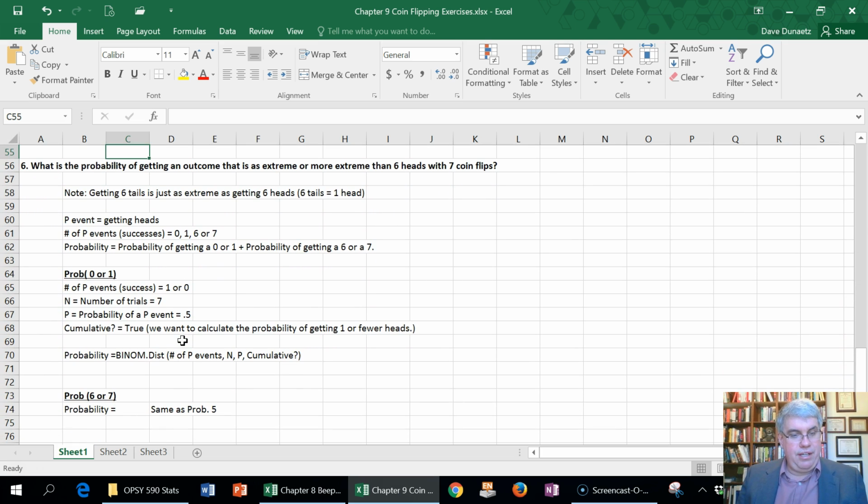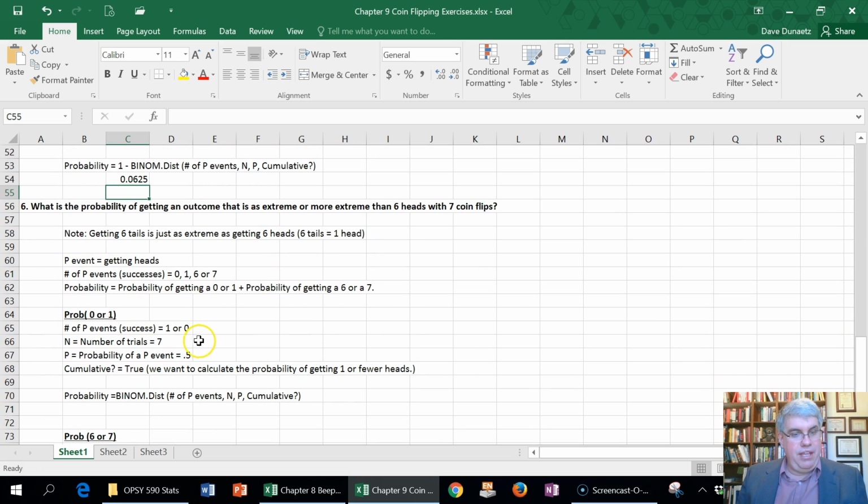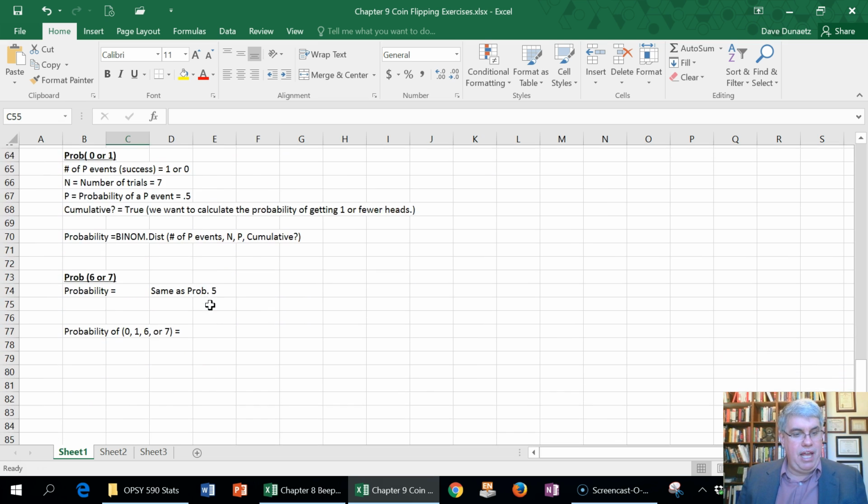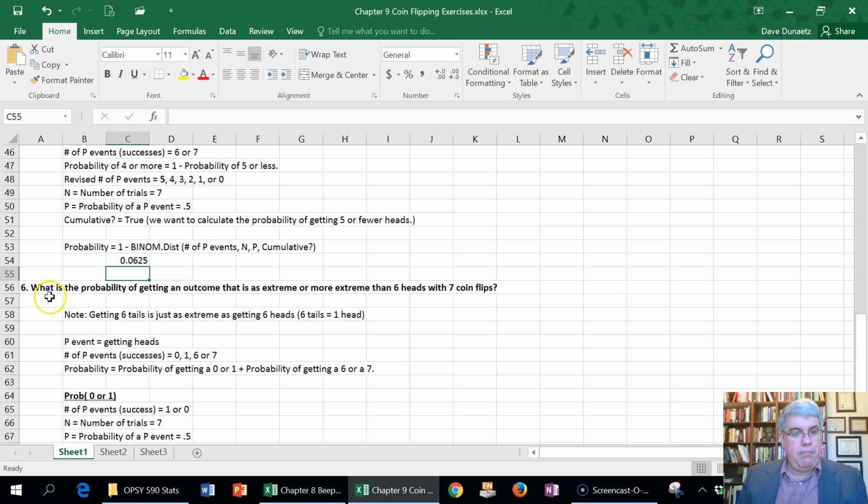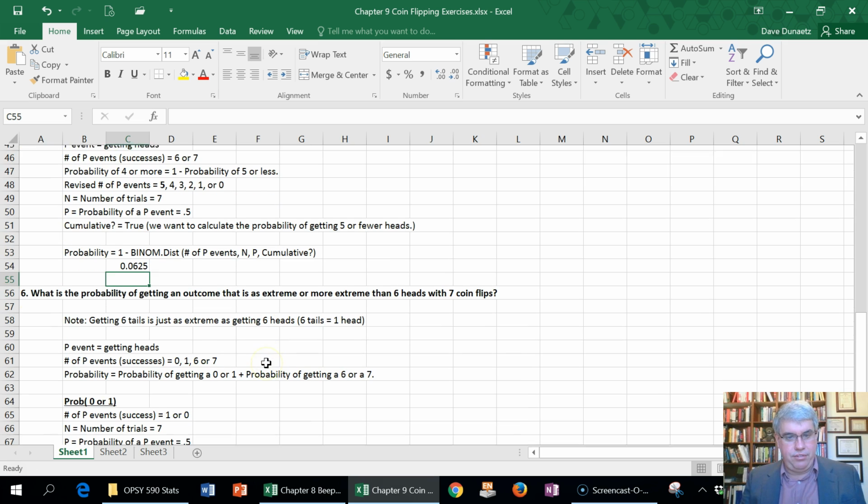All right, let's look at one last one: what's the probability of getting an outcome that is as extreme or more extreme than 6 heads with 7 coin flips? The emphasis here is on extreme. When we've got a bell curve, we've got 2 tails, and things that are in those 2 tails are what are extreme. So we need to remember that getting 6 tails is just as extreme as getting 6 heads. That makes sense, doesn't it? Yeah, 6 heads, 6 tails, just as extreme.